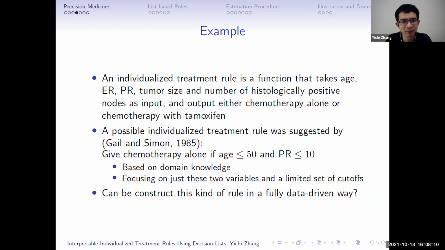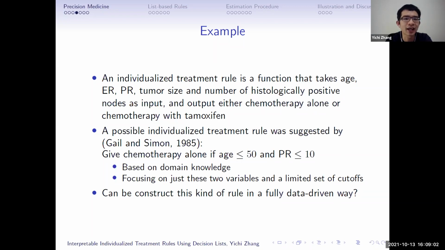In this very early paper, Dell and Simon suggested an individualized treatment rule that gives chemotherapy alone if the age of the patient is at most 50 years old and the progesterone receptor level is at most 10. And this rule was developed based on their domain knowledge. They made use of the domain knowledge to choose these 2. They believe that these 2 variables are the most important ones out of the 5. And then they conducted some hypothesis tests with a small set of cutoff values. Essentially, they want to cut the age at either 50 or 60, and also progesterone receptor levels at a limited set of cutoff values.